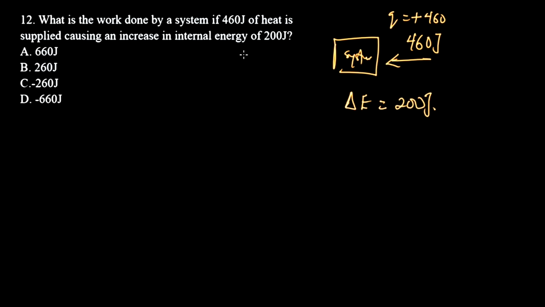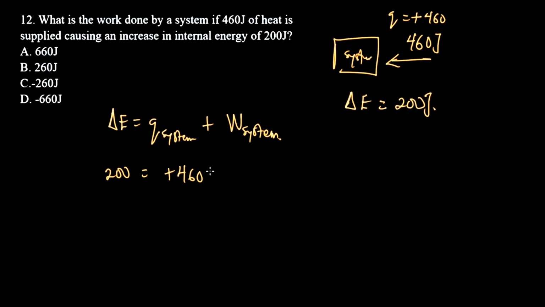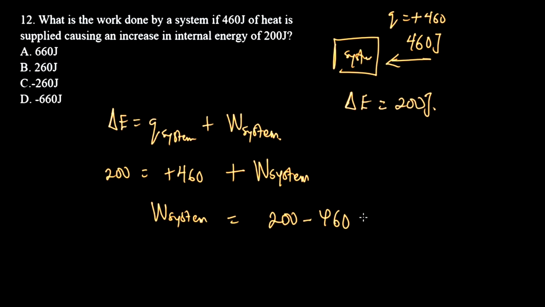The work done by a system is different from the work done on the system. So we have change in E equals Q of the system plus work done on the system. So we have this to be 200, and this Q is positive here, so that's plus 460 plus work done on the system. Take note of this: this is work done on the system, not work done by the system. Work done by the system is negative, work done on the system is positive. So the work done on the system is 200 minus 460, which is negative 260 joules.